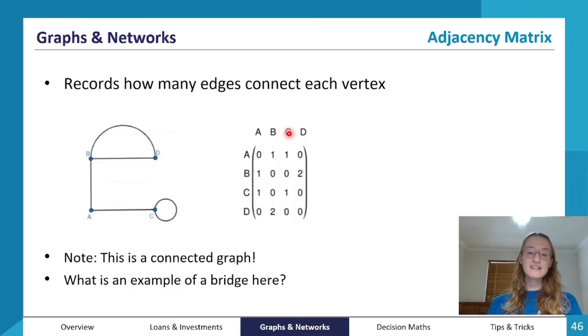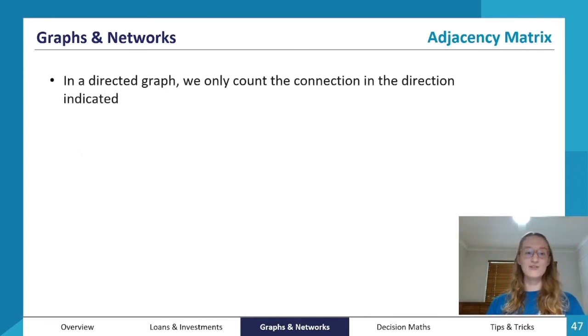You can also see that C connected to C has 1 because this is a loop there. So there is one connection between C and C, whereas none of our other vertices have a loop. You can also see that adjacency matrices are actually symmetrical down their leading diagonal. So an interesting check to see if you've gotten it right there is to check if it is symmetrical down that leading diagonal.